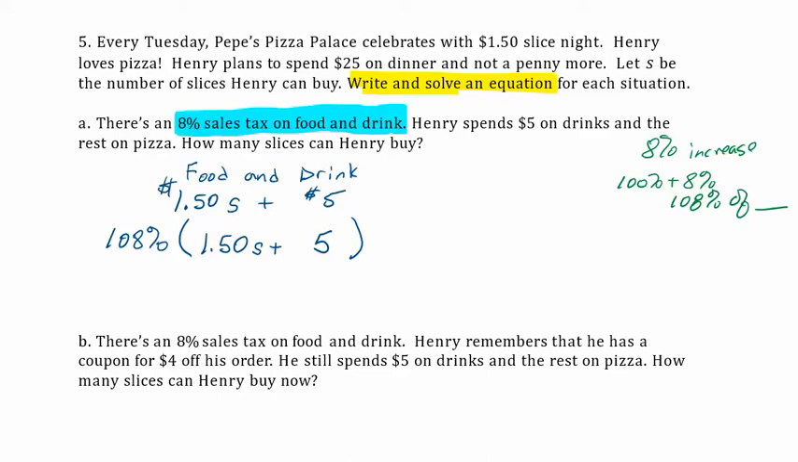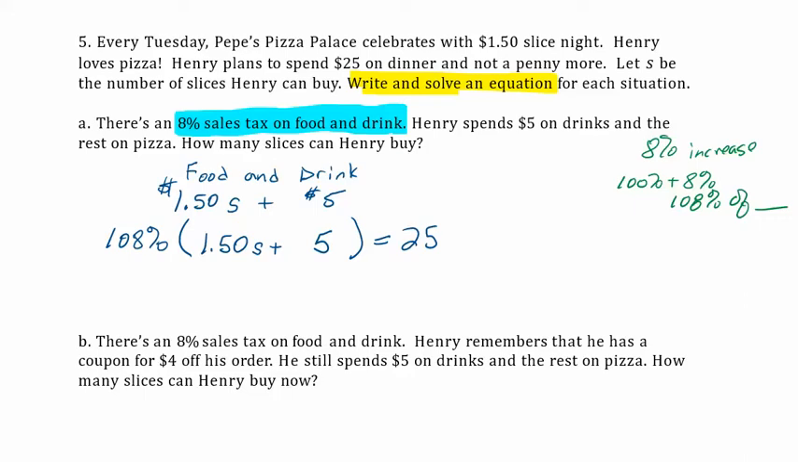Now, this is going to be the total cost of the meal. If he buys however many slices he buys, we have to times that by $1.50 for his pizza, add on $5 for the drink, and then that gets multiplied by 108%, which will increase the amount that he owes because it will be including the tax. And how much money does he have? He has $25. So this needs to come out to be $25.